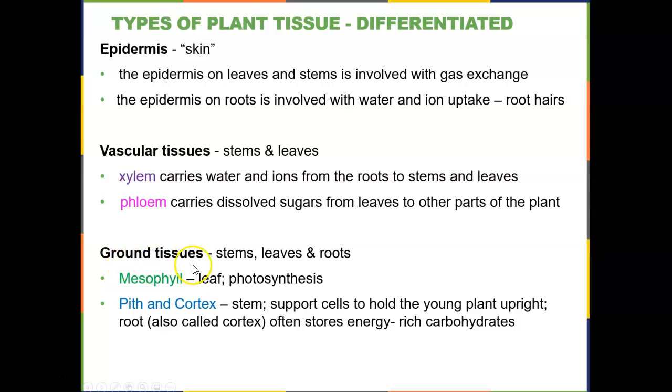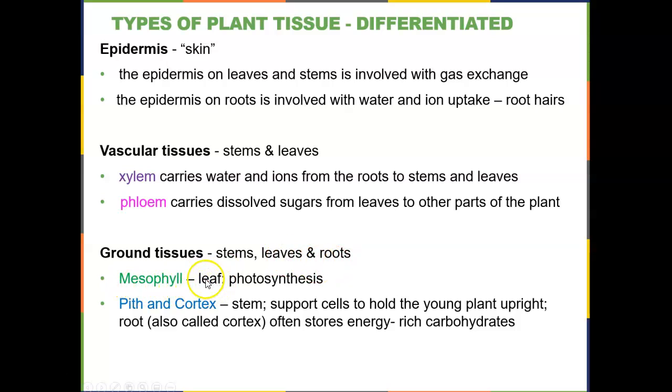And then we have the ground tissues. So this is the basic material. It would be analogous to the muscles and the bones in an animal. So we find ground tissues in stems, leaves, and roots.